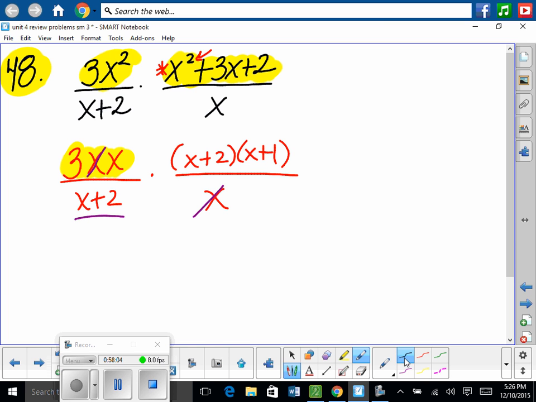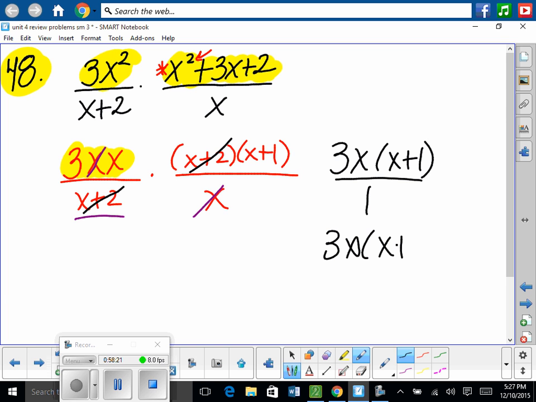Now we have an x plus 2 on top and x plus 2 on bottom, so those do divide out because they're exact factors. So x plus 1 on top, not on bottom. So left on top was a 3 and an x plus 1. And on bottom we just had 1s. So our final answer is 3x times x plus 1.